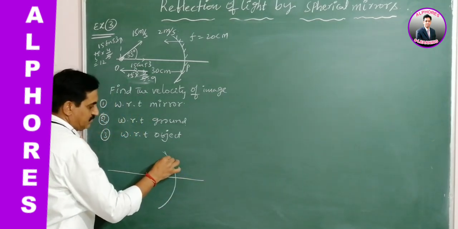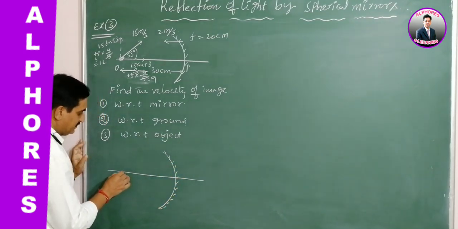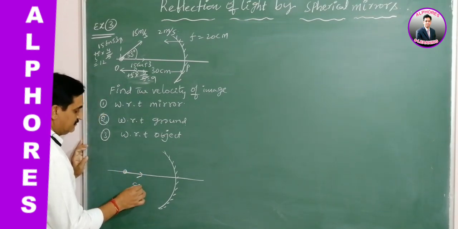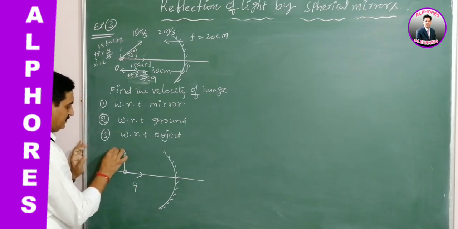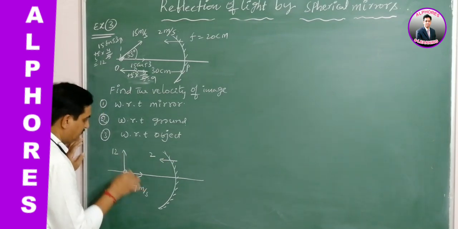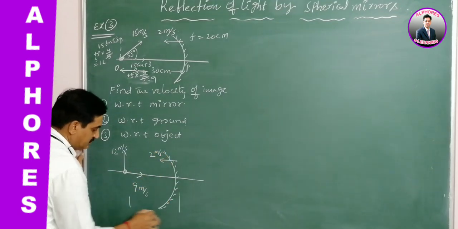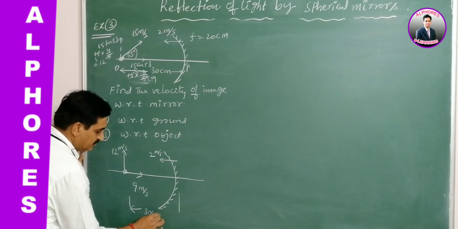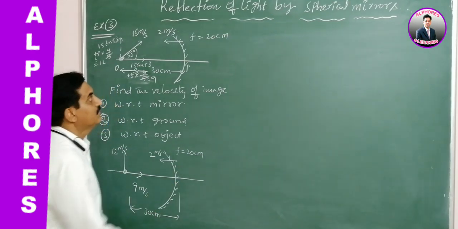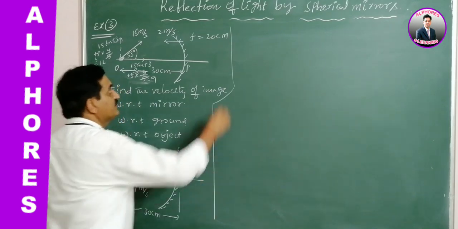Again, drawing the proper diagram with its component velocities. This is the object and the x direction. This is 9, this is 12, and this is 15, in meters per second. Of course, this is the distance 30 centimeters and this is the focal length 20 centimeters. Now go for the first question, question number 1.